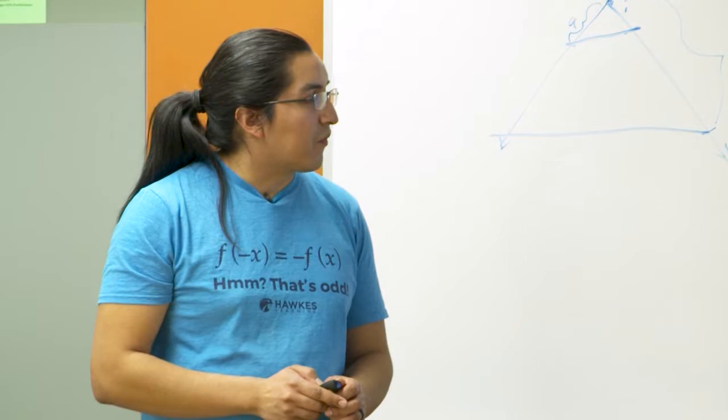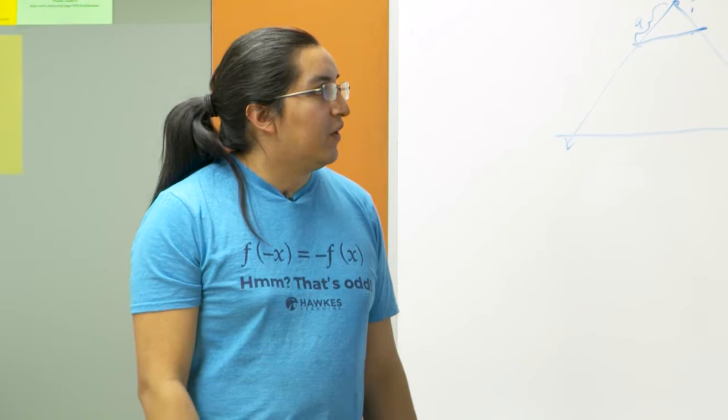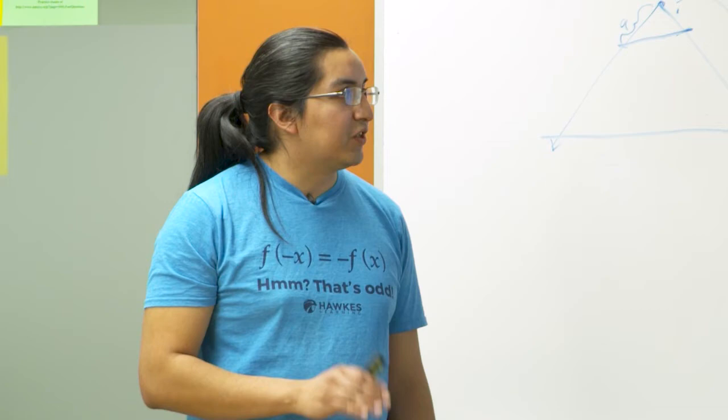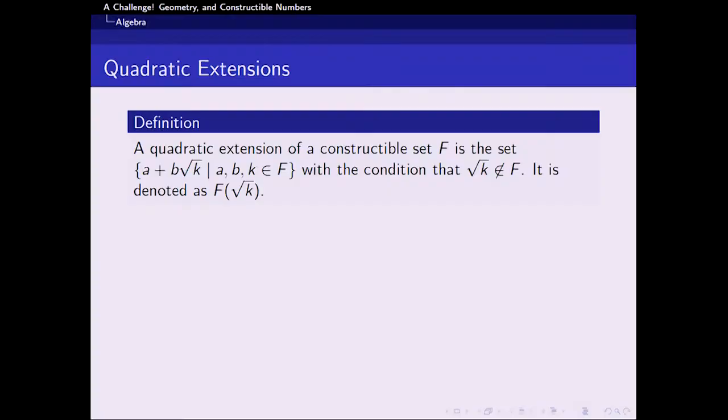So here's another idea. If we have a field, we say that a quadratic extension of a constructible set F is this set with the condition that the square root of K is not in your original field F. And we say that it's F adjoin root K.